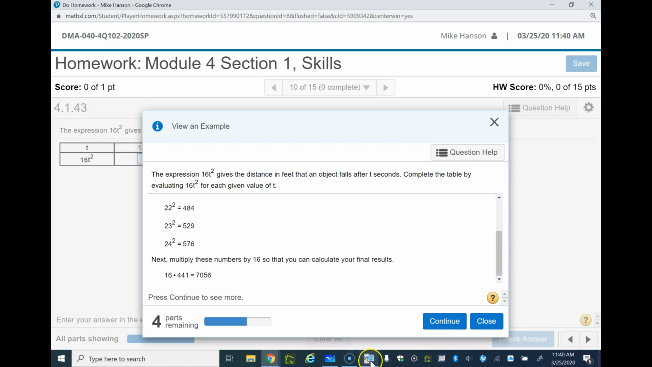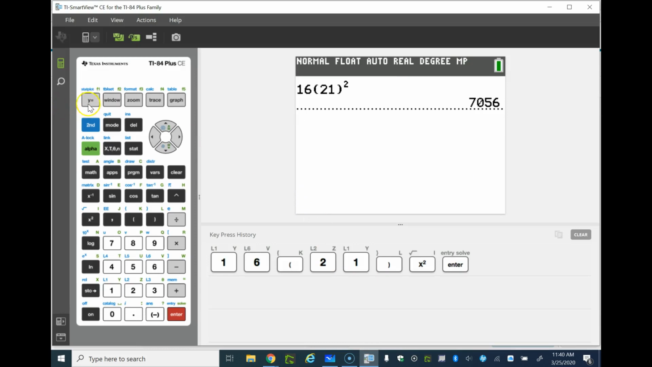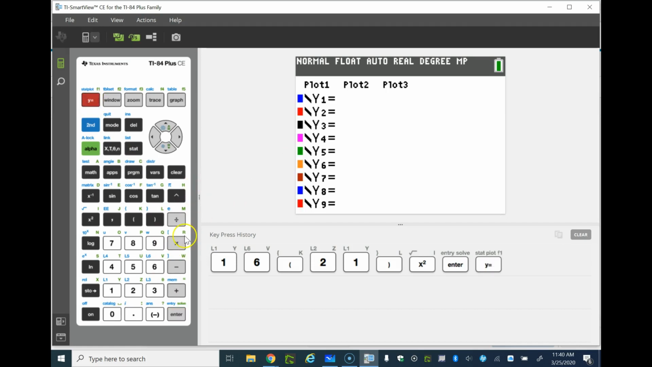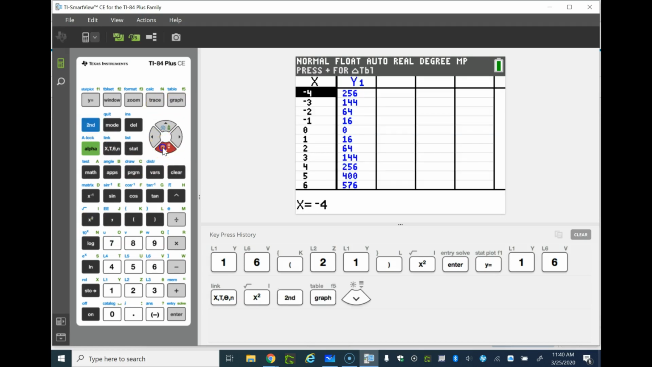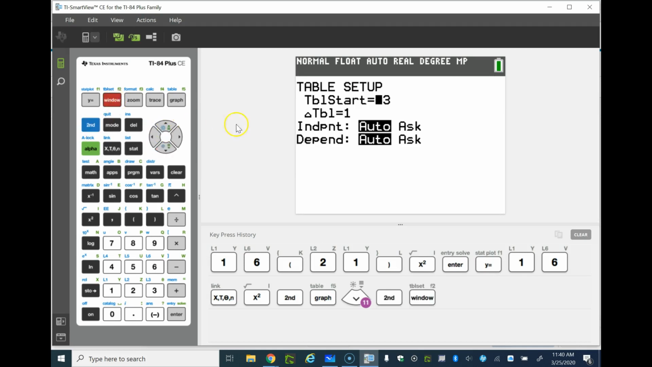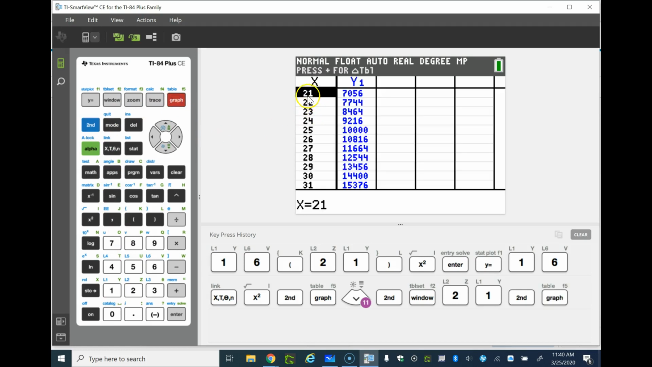But you can also, and this will be helpful when we get into DMA 50, use the y equals feature, and you can get the answers a lot quicker that way. So you put the same equation in, 16, but instead of t, we have to use x. And then you square. Then if you hit second table, you can either scroll down to 21, or we can hit second and then window and ask it to start at 21. So instead of -3, I'm going to start it at 21, hit second and then graph. And then you see 21 is the same thing as saying 7,056.